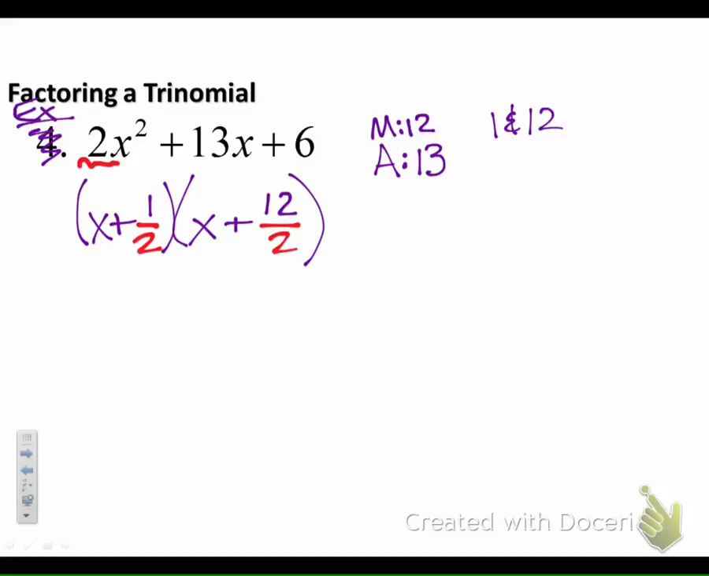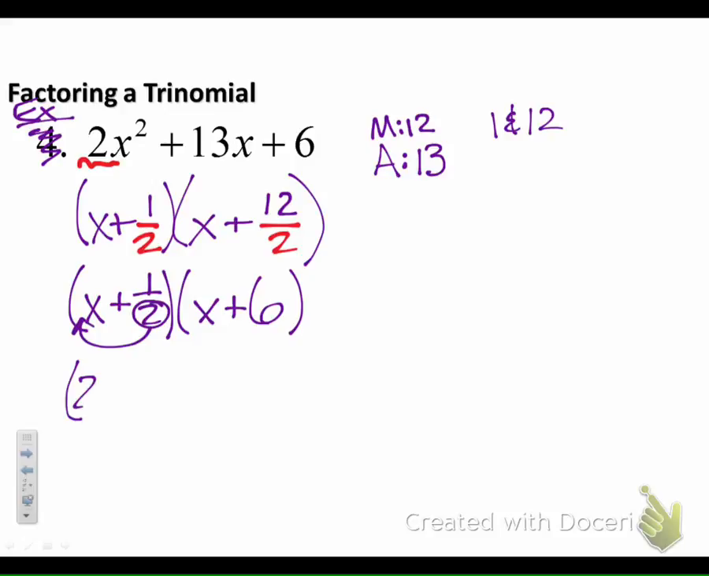In the next step, I reduce. I cannot reduce the 1/2, but I can reduce 12 halves. And it's the last step that if I still have a denominator, that's going to move up as a coefficient, leaving me with 2x plus 1 times x plus 6.